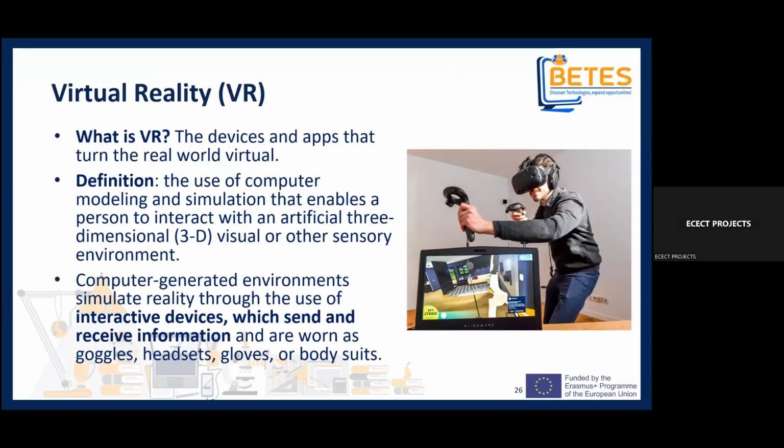So here's the fun part. What is VR? The devices and apps that turn the real world virtual. So you use modeling, 3D modeling and simulation, and you can interact with a machine in a virtual environment. So virtual reality is completely virtual. You don't see anything of your actual environment. It usually requires a handset, and you can send and receive information, but you need goggles, headsets, gloves, bodysuits.